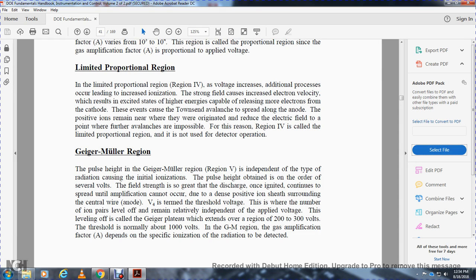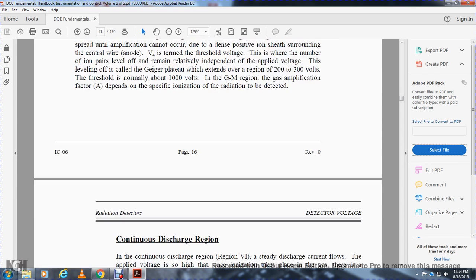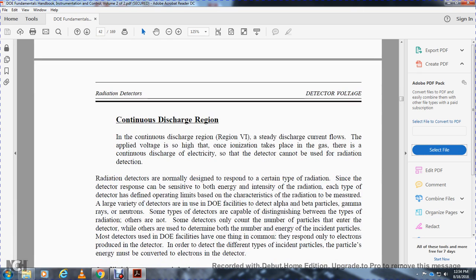This leveling off is called the Geiger plateau, which extends over a region of 200 to 300 volts above the threshold, with normal operation at about 1000 volts. In the Geiger-Muller region, the gas amplification factor is independent of the specific ionization of the radiation detected. Continuous discharge region. In the continuous discharge region, region 6, a steady discharge current flows, with the applied voltage so high that once ionization takes place in the gas, there is a continuous electrical discharge, so the detector cannot be used for radiation detection.